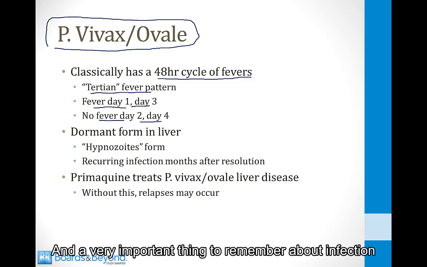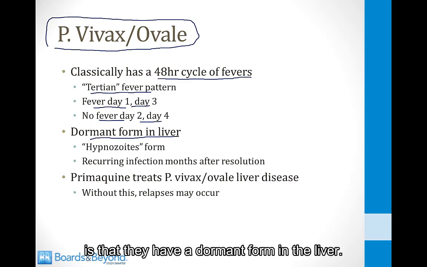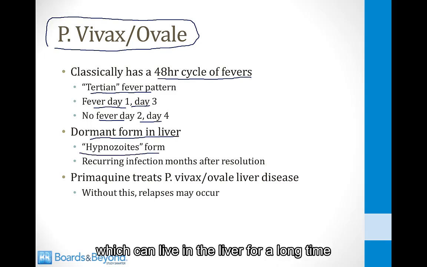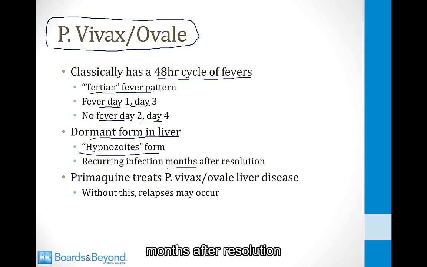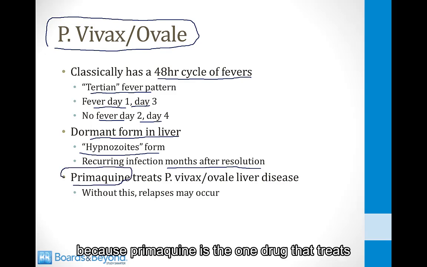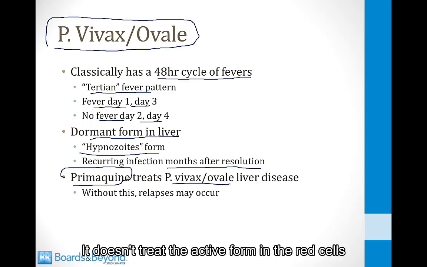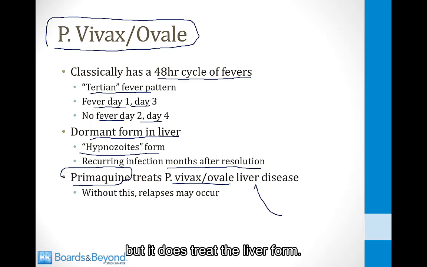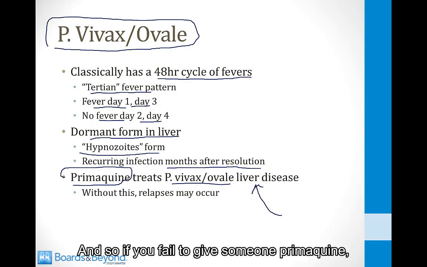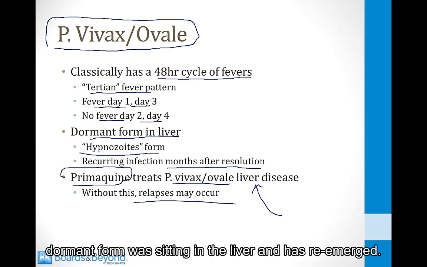A very important thing to remember about infection with these two types of Plasmodium is that they have a dormant form in the liver. They have a form called the hypnozoite form, which can live in the liver for a long time, and people can have recurring infection months after resolution. It's for this reason that people with malaria are almost always treated with primaquine, because primaquine is the one drug that treats Plasmodium vivax and ovale liver disease. It doesn't treat the active form in the red cells, but it does treat the liver form. And so if you fail to give someone primaquine, then they'll have a relapse many months later because that dormant form was sitting in the liver and has reemerged.